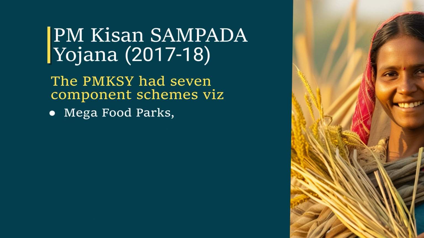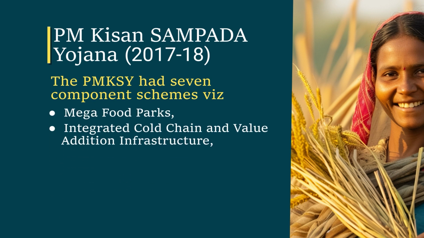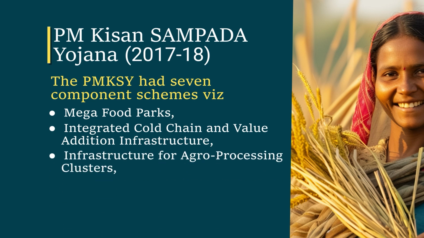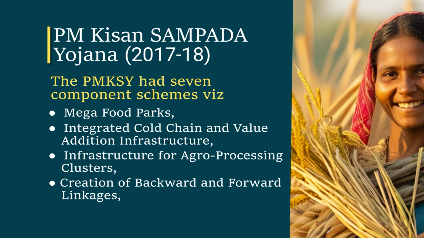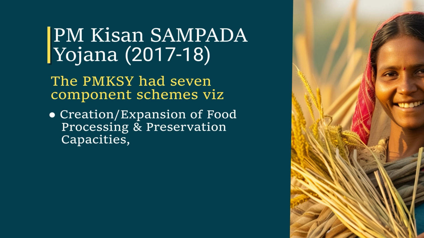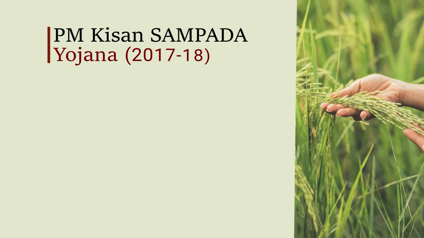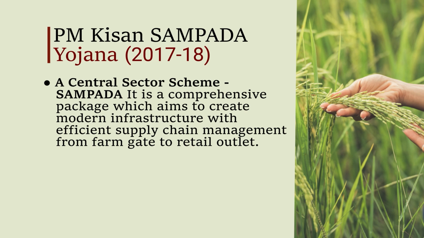One is mega food parks, integrated cold chain and value addition infrastructure, infrastructure for agro-processing clusters, creation of backward and forward linkages, creation and expansion of processing and preservation capacities, food safety and quality assurance infrastructure, and human resource institutions. It's a kind of comprehensive package which aims to create modern infrastructure and efficient supply chain management from the farm to the gate of retail outlets.